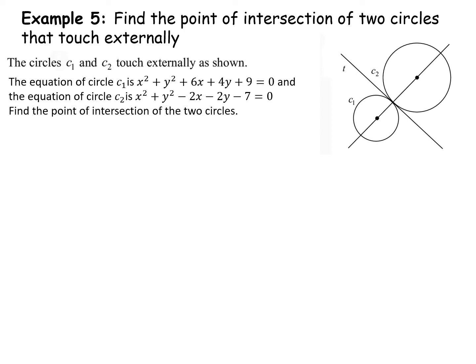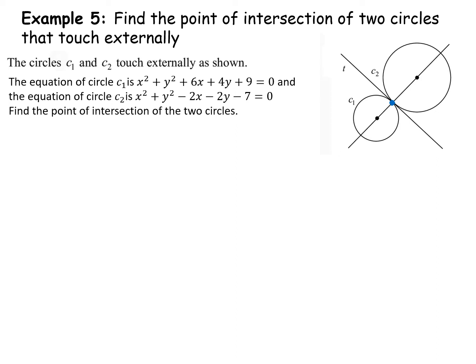So the circles C1 and C2 touch externally as shown, and the equation of circle 1 is given here, and the equation of circle 2 is given here. It's asking us to find the point of intersection of these two circles. Our previous method to find this point of intersection was to find the common tangent, simply subtracting the equations of the circles, using elimination to get that common tangent, and then doing simultaneous equations with linear and nonlinear to find the point of intersection between one of the circles and the common tangent. Now that method is absolutely perfect and can be used here. However, there is a little bit of a shorter method that you may prefer to use.